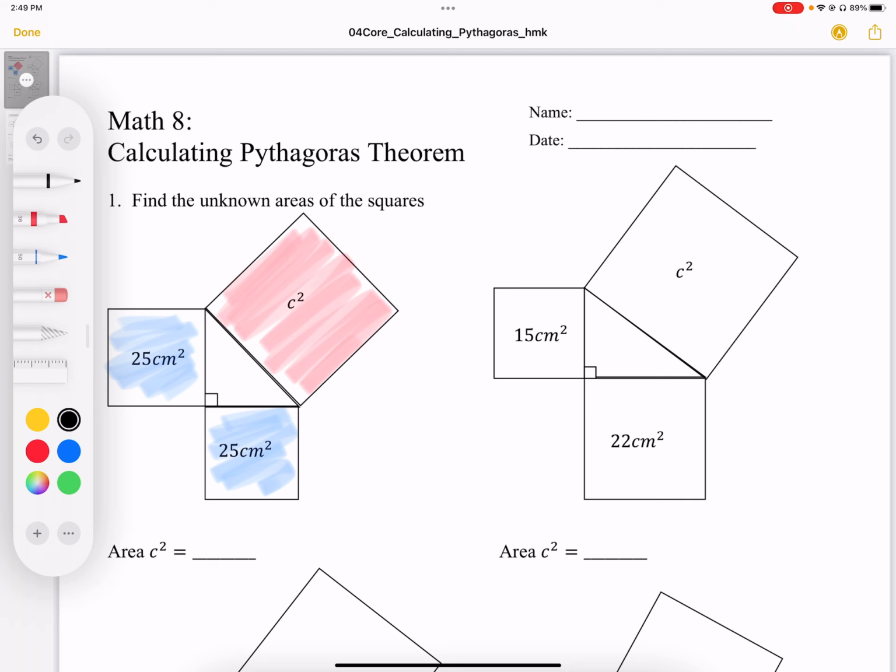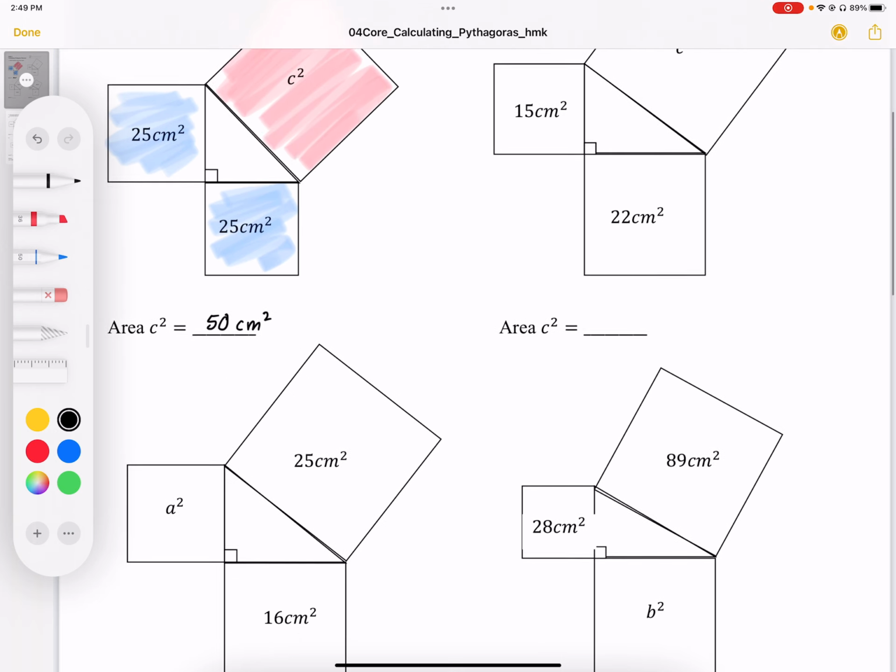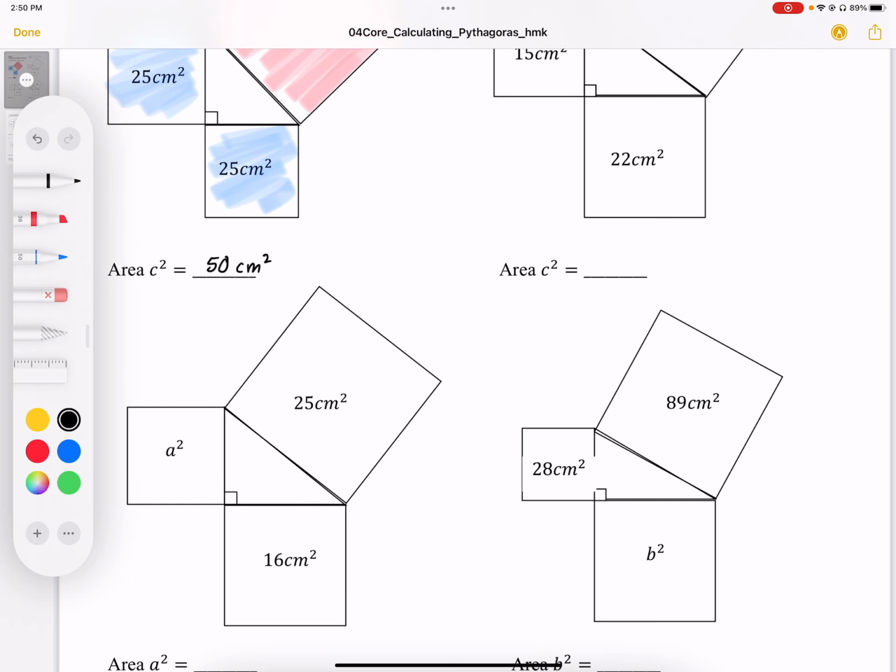The unknown side, we're going to add 25 plus 25 to get the area. So that c squared is going to be 50 centimeters squared. And remember that the biggest side is always going to be off the diagonal.